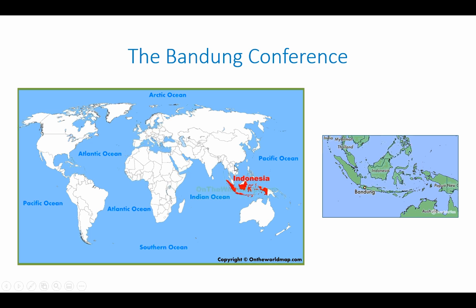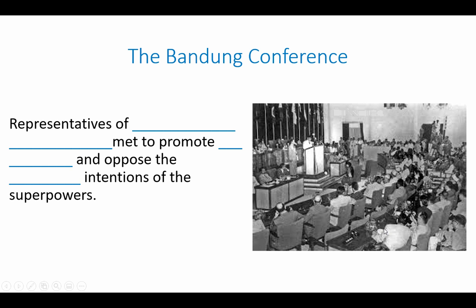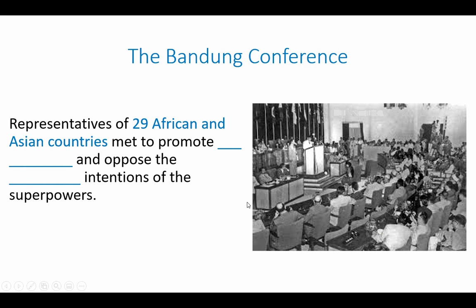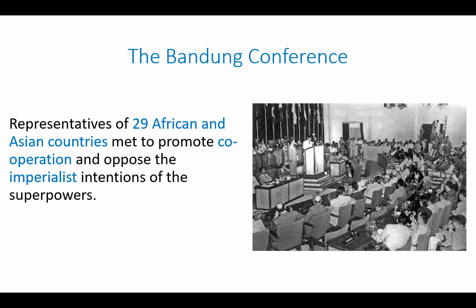You can go ahead and circle this region right here, Indonesia. And it was held in the city of Bandung. So the Bandung Conference had representatives of 29 African and Asian countries who met to promote cooperation and oppose the imperialist intentions of the superpowers.